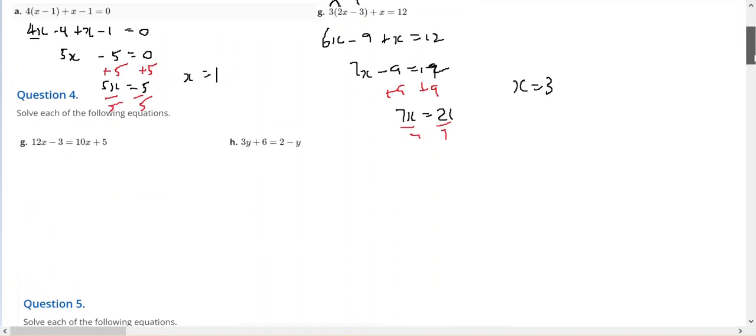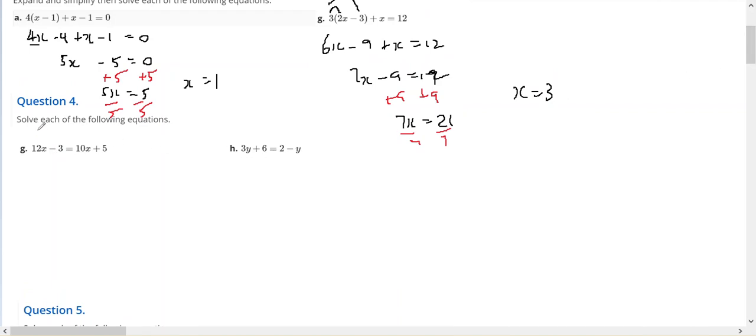Looking at question number 4, I can see that I've got x's on the left-hand side and the right-hand side. So I'm going to move my x's from the right-hand side to the left, because there are more of them on the left, 12, compared to 10 on the right. And I'm going to pick up my -3 and move that to the right-hand side.